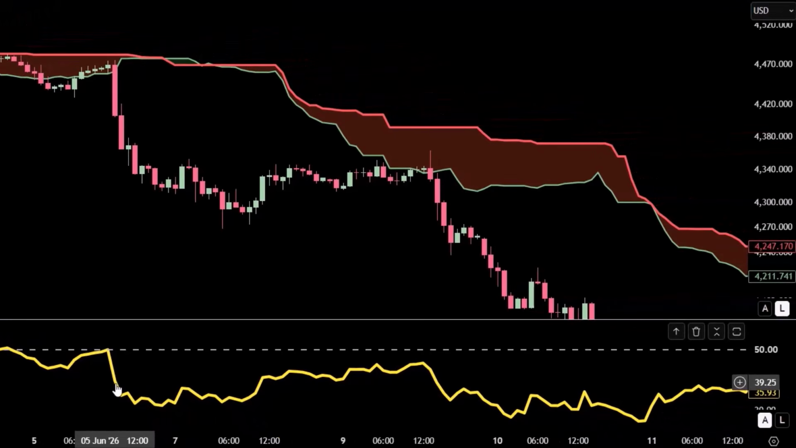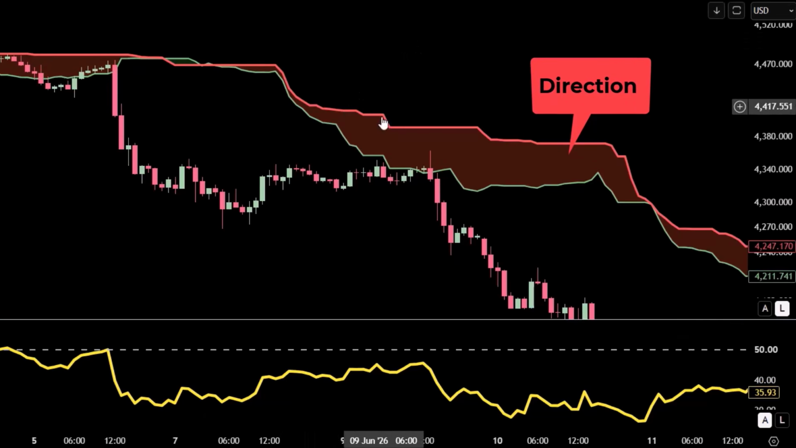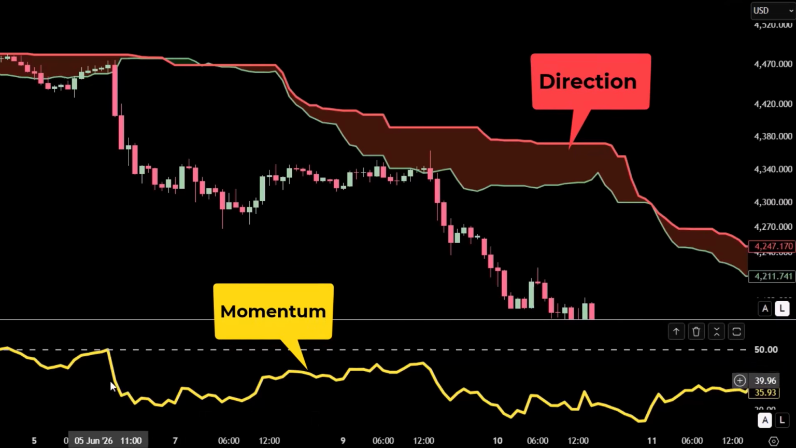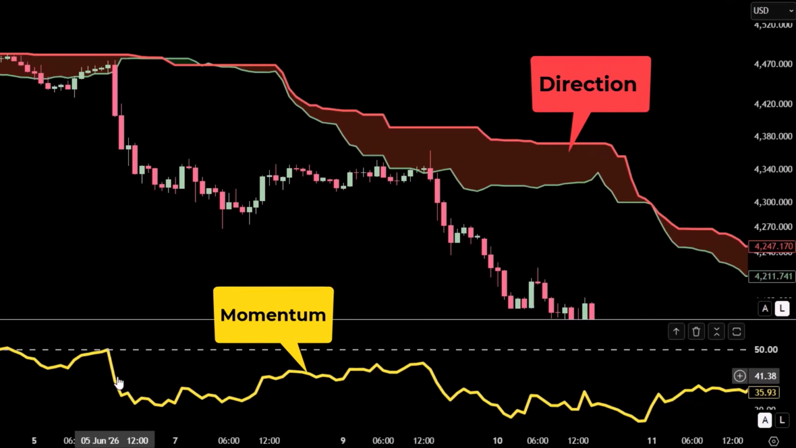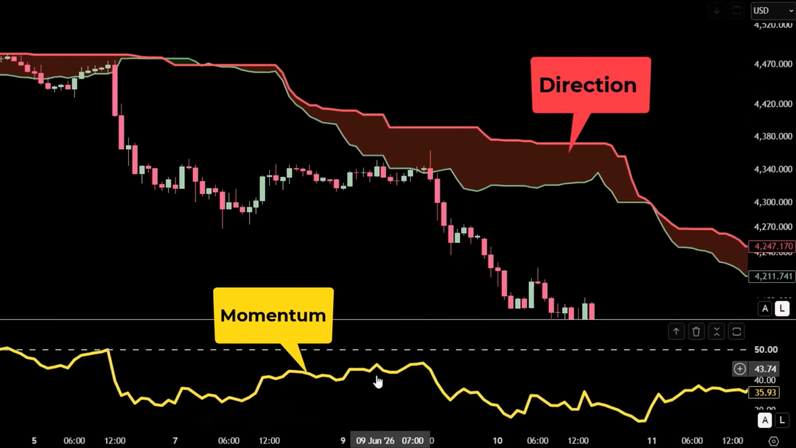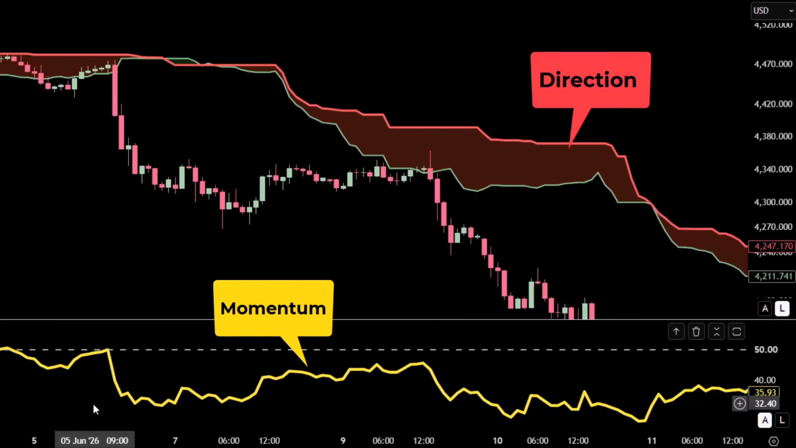Now we understand the role of both indicators. The Ichimoku Cloud tells us which direction to focus on. The RSI tells us whether the breakout has enough momentum to support the move. But before we look at the real chart examples, let's summarize the complete rules of this strategy.